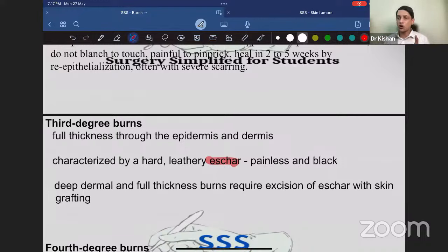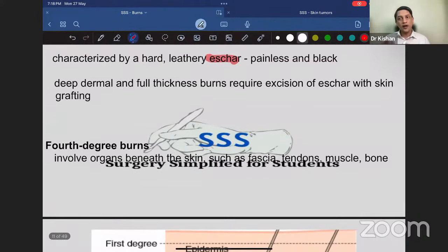Immediate treatment is escharotomy. Okay, so it requires excision of eschar. And if a large surface is involved, you can cover it with skin grafting. If a small eschar is there, it will heal by secondary intention. Clear? So what are 4th degree burns? If the underlying organs or any fascia, tendons, muscles, bones are involved, then we call them 4th degree burns.